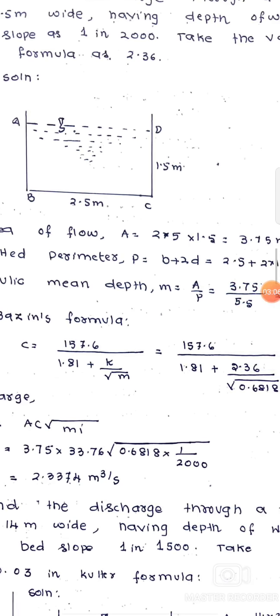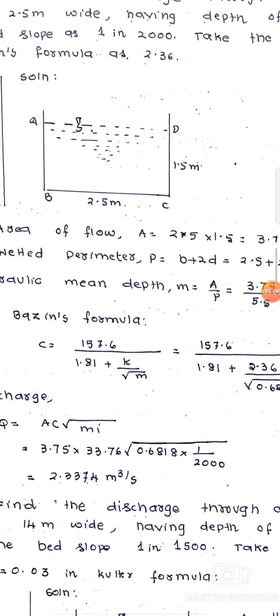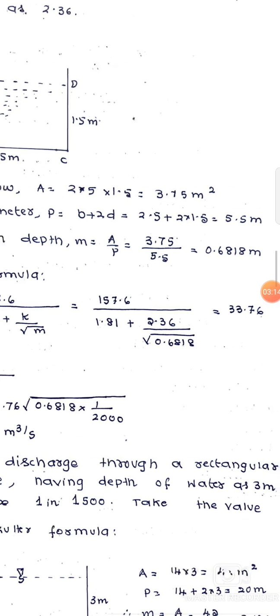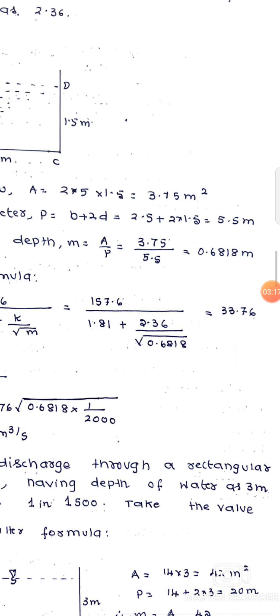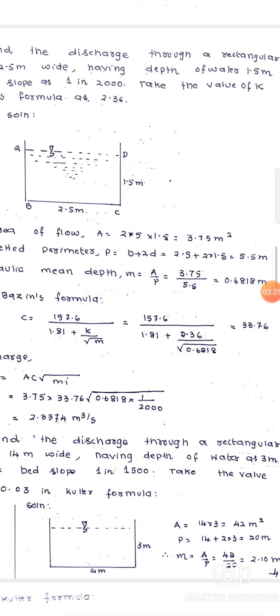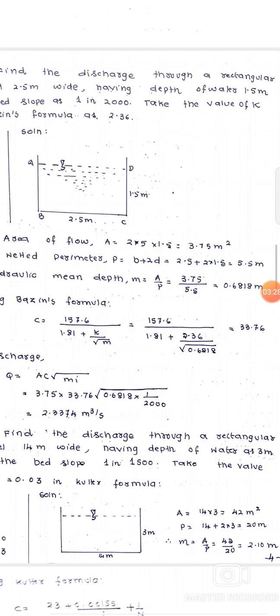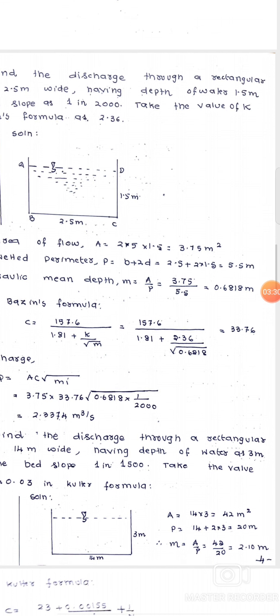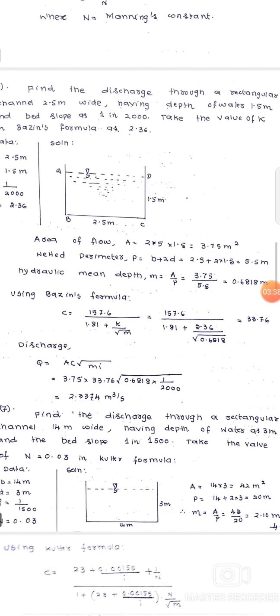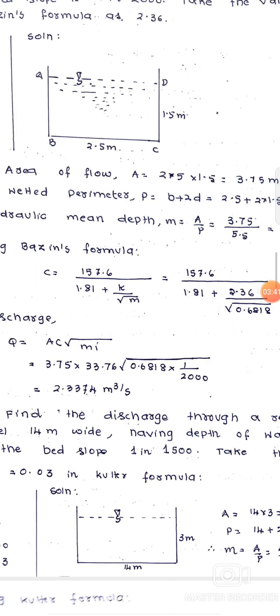Then the perimeter is B plus 2 into D, that is AB plus BC plus CD, that is 2.5 plus 2 into 1.5, or you can write 2.5 plus 1.5 plus 1.5, that gives 5.5 meters. Then hydraulic mean depth, M is equal to A by P, area is 3.75 meters square and the perimeter is 5.5 meter. Then you'll get hydraulic mean depth as 0.6818 meters.